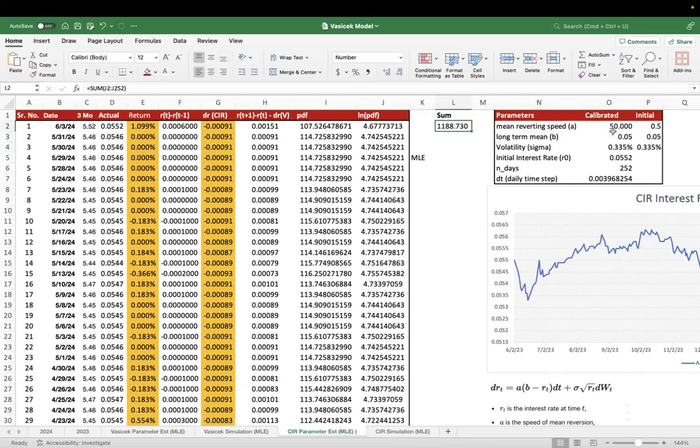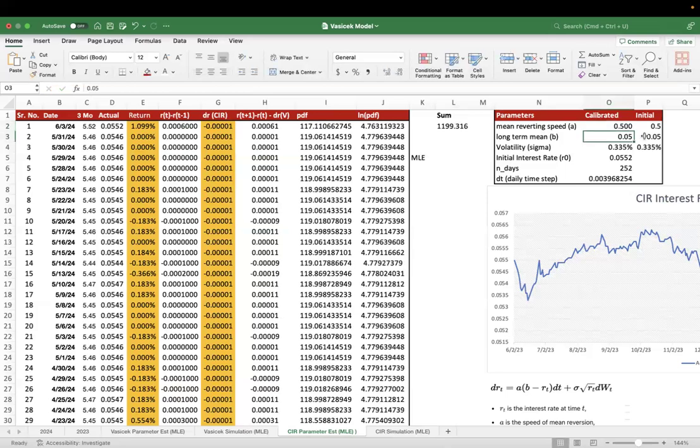And when it gets maximized, in Excel we have this thing called Solver. What the Solver will do is use various values of these and try to maximize this value. And once we get the maximized value, the components that we get will be called the calibrated components. Okay, so let's take this as 0.5. Let's take this as the average.